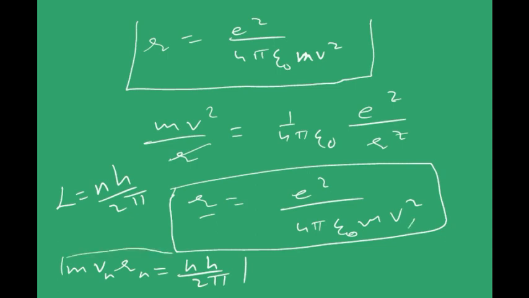But here we have another equation with v and r as unknowns, and the rest of these are constants, right? E, pi, epsilon, h. Of course, n varies. N can be 1 or 2 or 3. Let us find a relation in terms of n only. From this equation, I can write r as Rn as nh by 2 pi m into Vn, right?